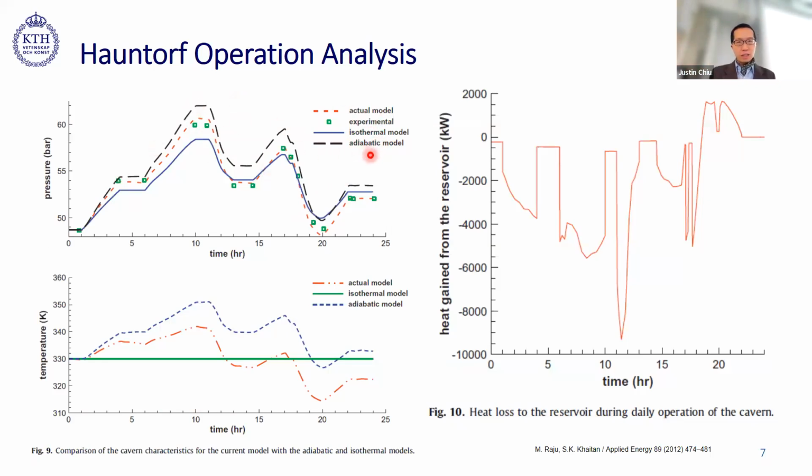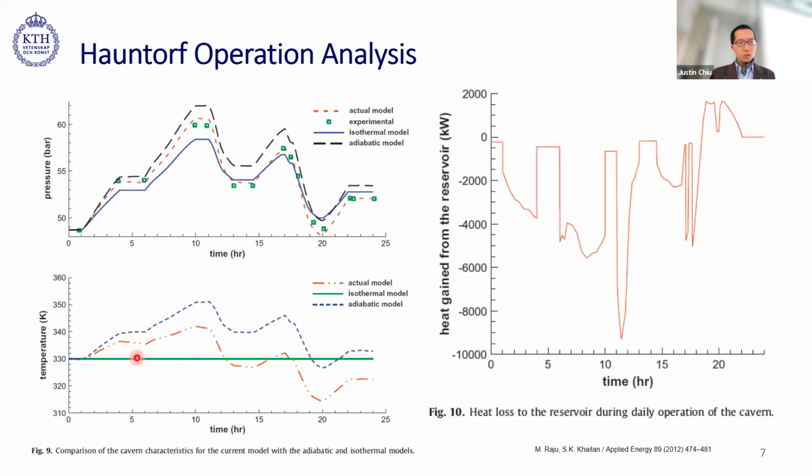And then you have the case with the adiabatic model. It's also a simulation in black dashed line. Then the experimental case is shown in the dots here, so green dots. And then the actual model, or so they retrofitted the model so that it fits the experimental results, is shown in red. So we see that the two extremes are the isothermal model and the adiabatic one. So adiabatic means no heat loss. Isothermal means that we have constant temperature.